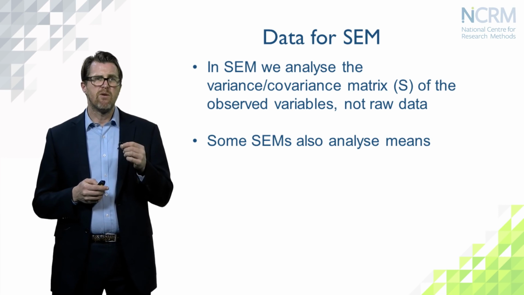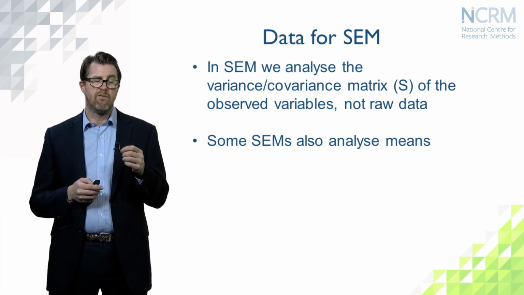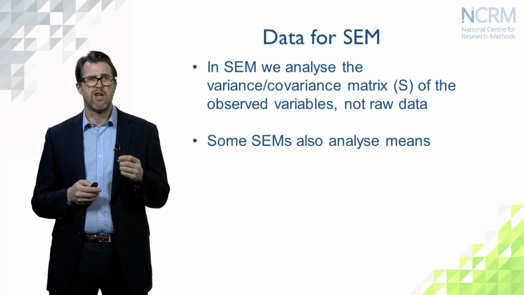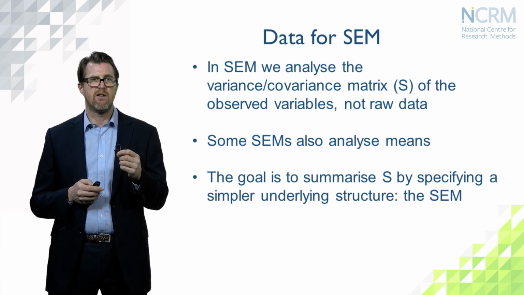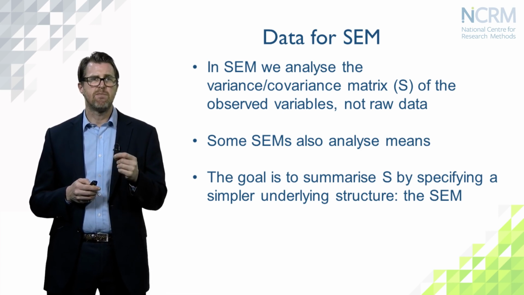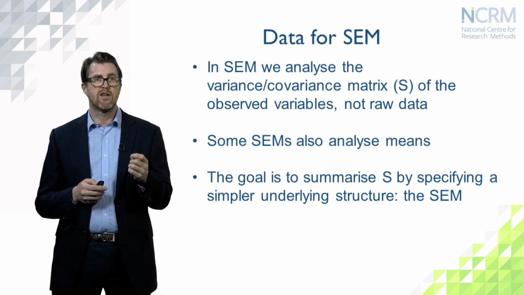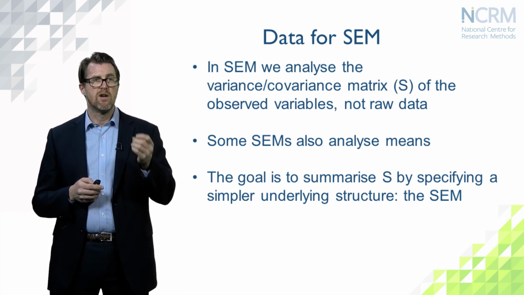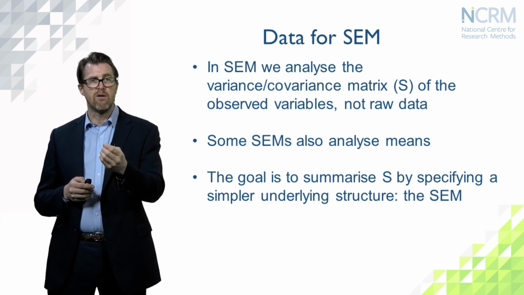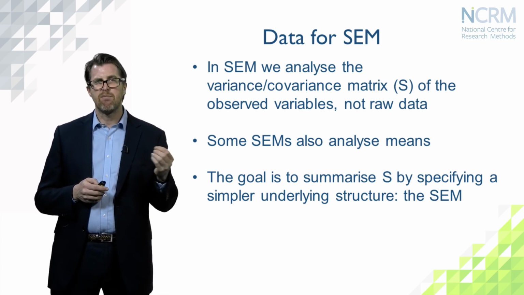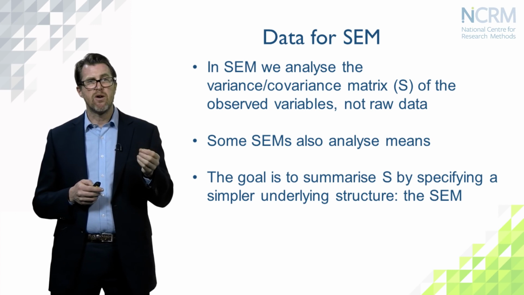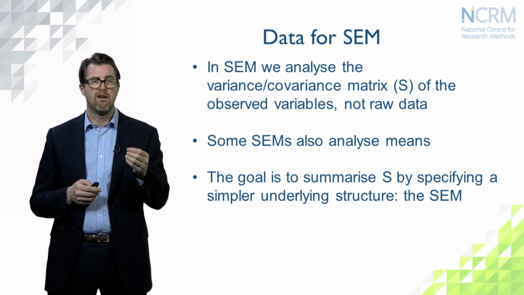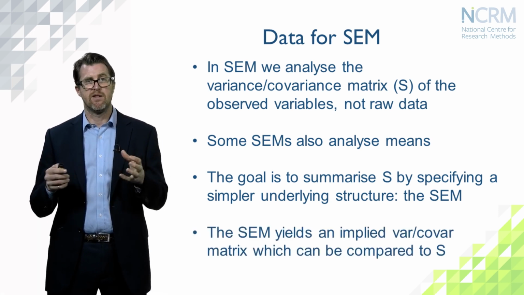So what are we doing with this variance-covariance matrix? Well, in broad terms, we are trying to summarise S, the variance-covariance matrix of the observed variables, by specifying a simpler underlying structure. So we're going to specify a model which is in some ways simpler than simply reproducing S. And our model, our SEM, in this sense the simpler underlying structure, will yield an implied variance-covariance matrix.